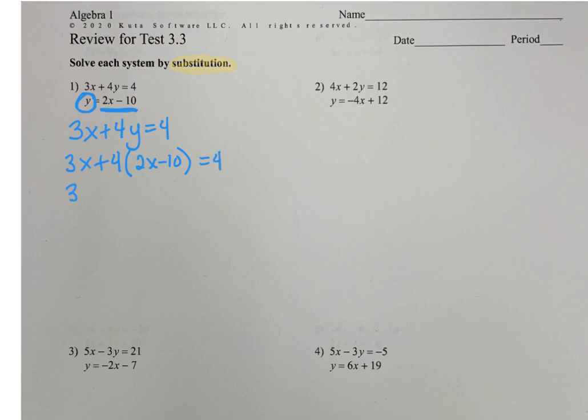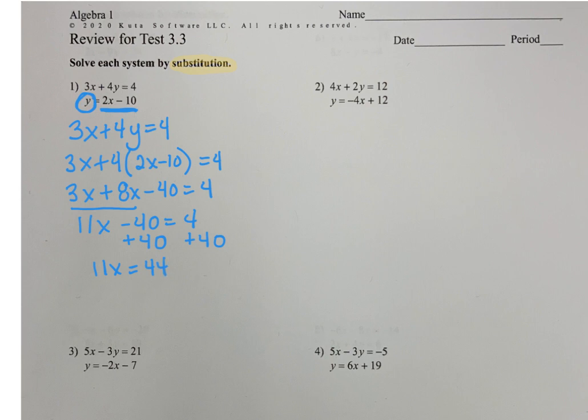Okay, and then we're going to distribute, solve this equation. Distribute 4 times 2x is 8x. 4 times negative 10 is negative 40, and that equals 4. Okay. If you remember solving equations, once you distribute your first step, then our next step is to combine like terms. So 3x plus 8x is 11x minus 40 equals 4. Okay, our next step in solving equations is to get rid of your constants. So to get rid of that negative 40, I'm going to add 40 to both sides. I'm left with 11x equals 44.